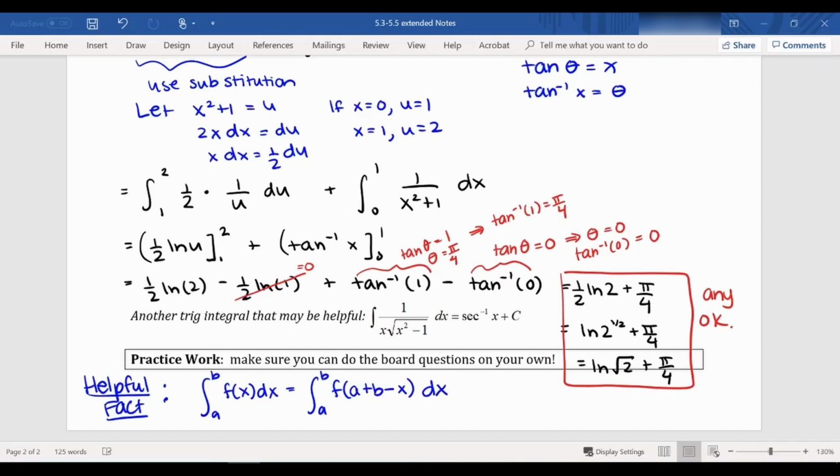Okay, so make sure you know those inverse trig integrals and this little helpful fact, and you should be able to get through those board questions. Again, some of them are tricky.